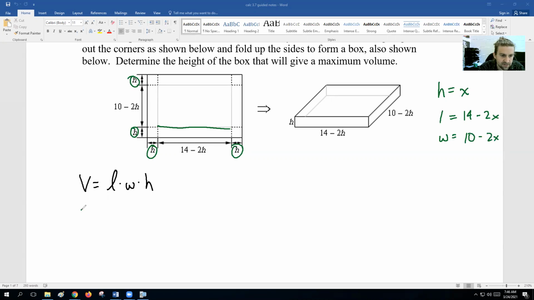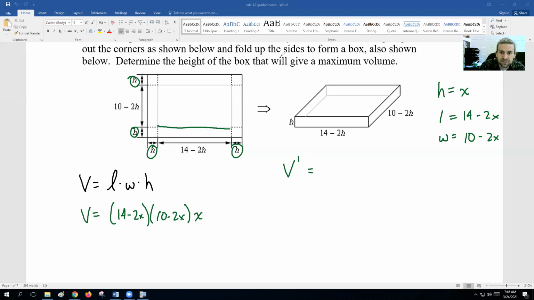All right, so let's see. The volume equals the length, 14 minus 2X, times the width, 10 minus 2X, and then the height is just X. So whatever we plug in, if we want to cut out 2, we can plug 2 in for this and figure out the volume. If we want to use 3, we can plug 3 into this and find the volume. Now, if we want to find the maximum of this volume, we'd want to find the critical number on the derivative.